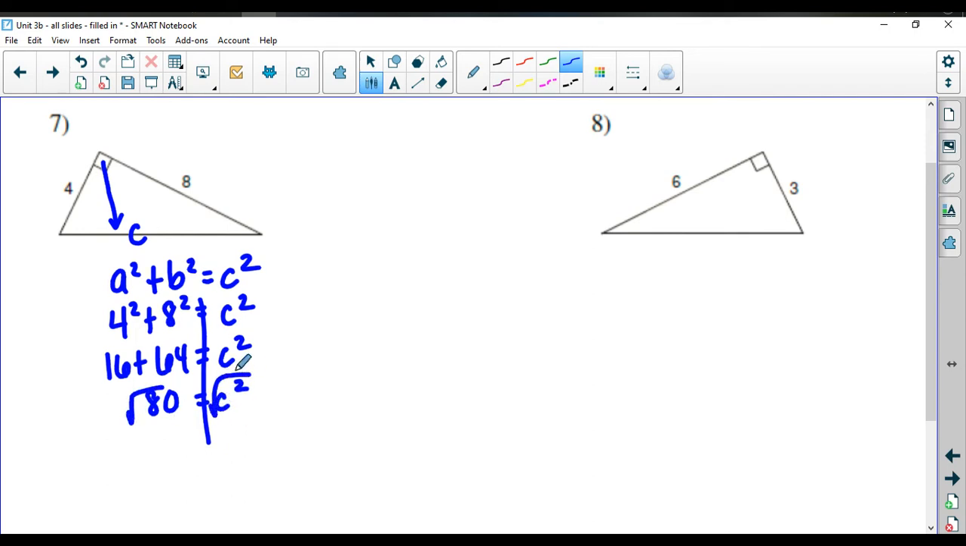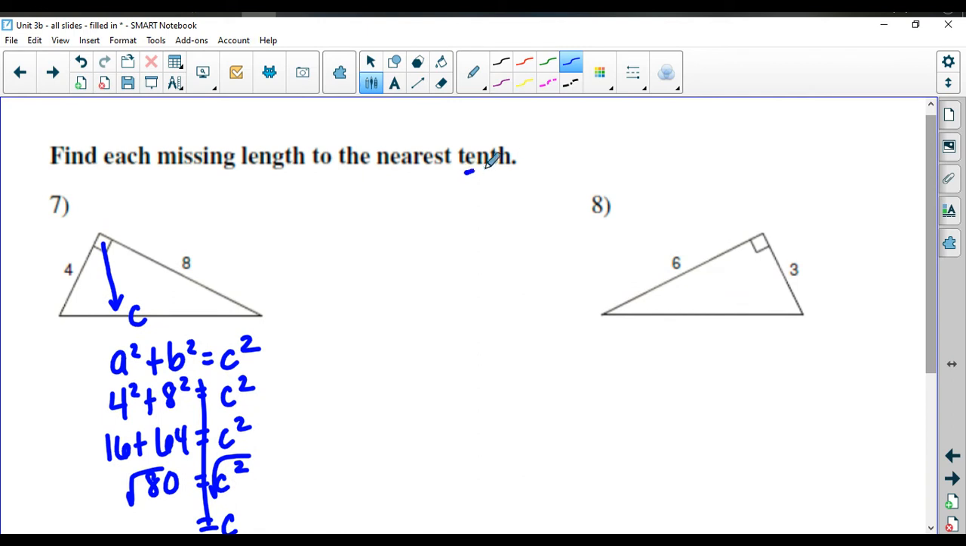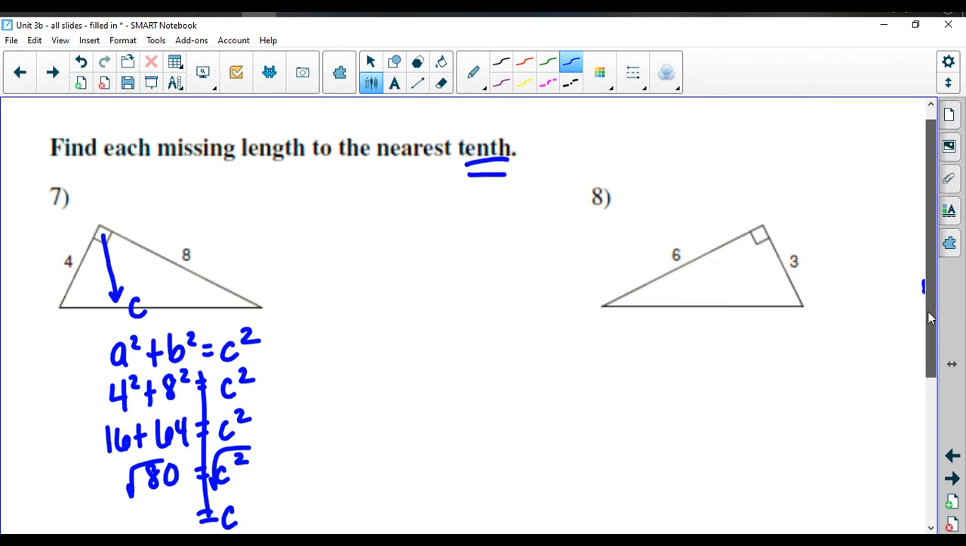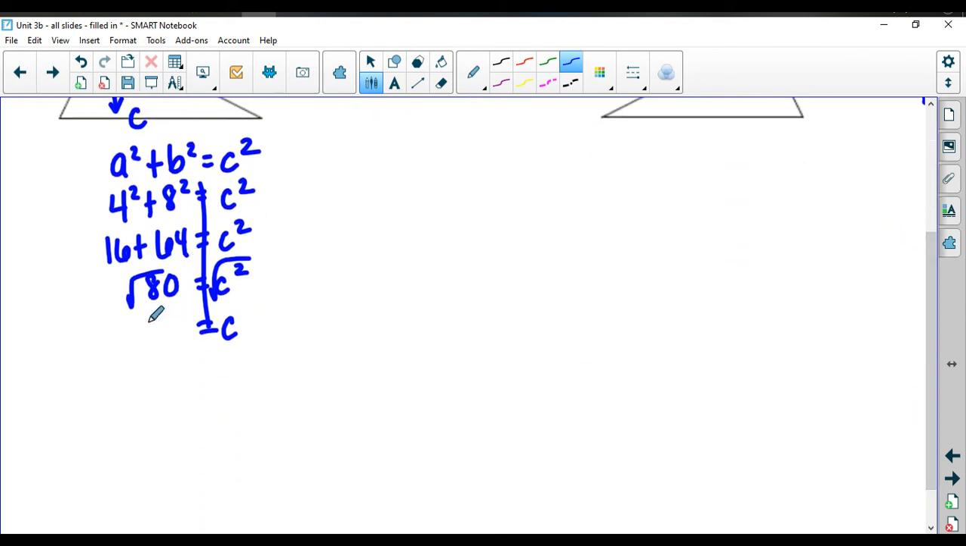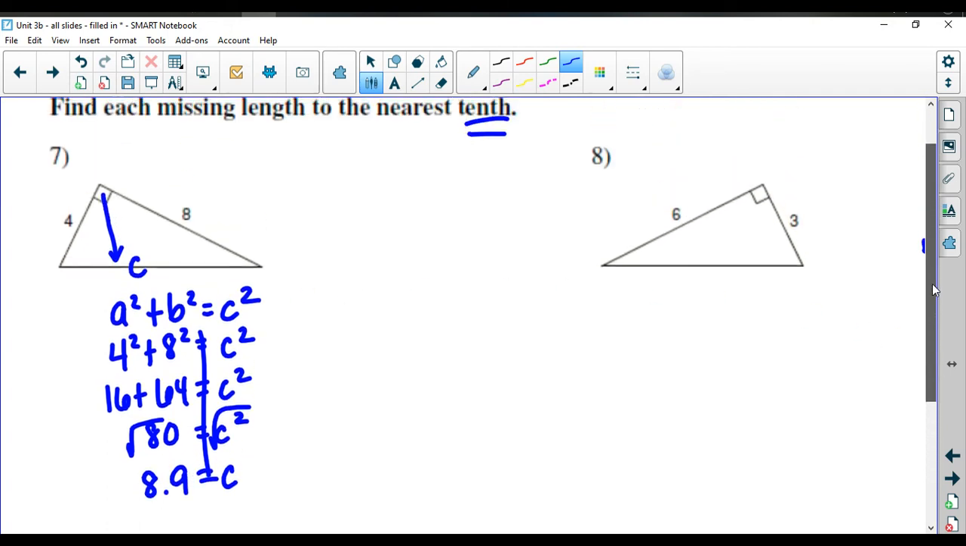I'm going to go ahead and take the square root on both sides. The square root of 80 is 8.944, and it keeps on going then. The directions here do tell me to round to the nearest tenth. So I'm going to go ahead and round to the nearest tenth, which would mean I'm looking at 8.9 for my final answer here. In the next one, right angle is here.